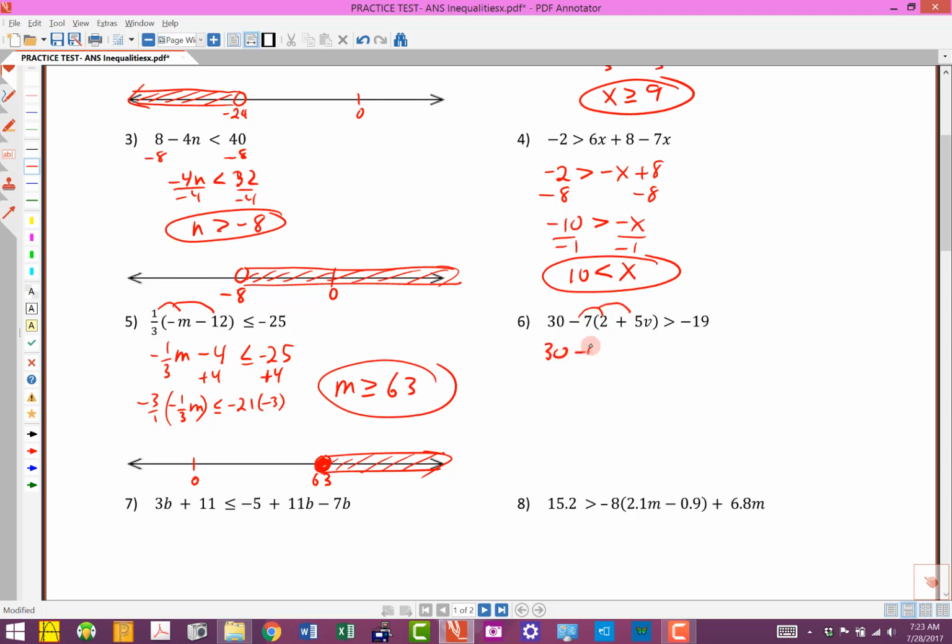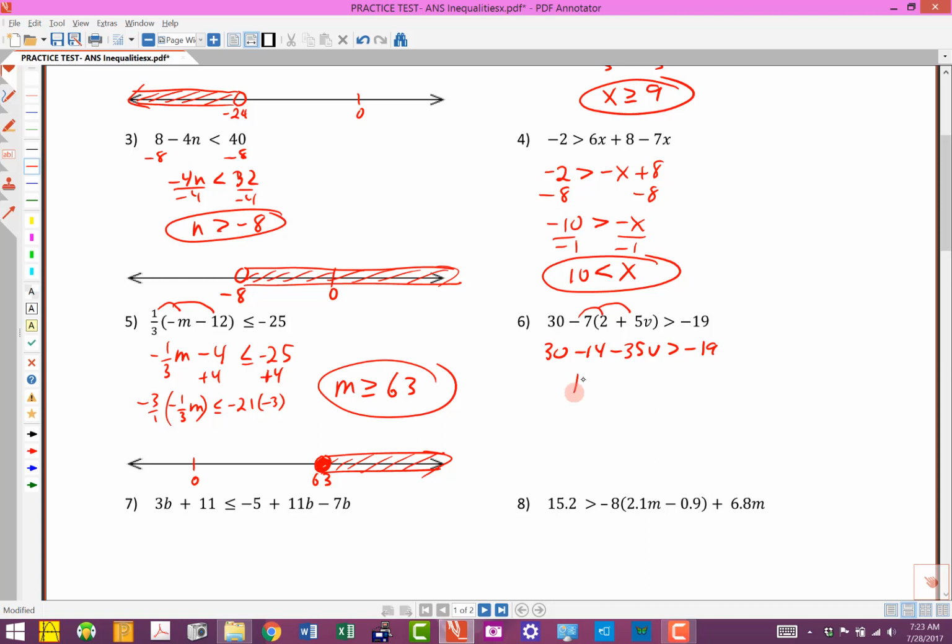So we have 30 minus 14 minus 35v, and then greater than negative 19. Again, just because we were multiplying by a negative doesn't mean we switch the direction, because all we were doing is distributing through. We were doing some simplification. You'll notice we multiplied negative 7 through to the 2 and the 5. We didn't multiply the entire side by negative 7, and we certainly didn't multiply the other side by negative 7. So all we're doing here is just distributing and simplifying.